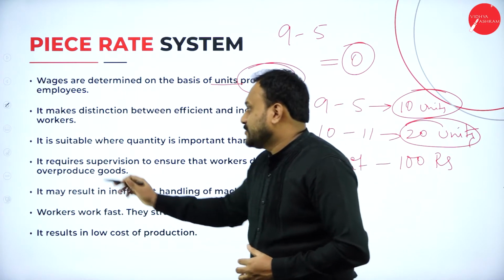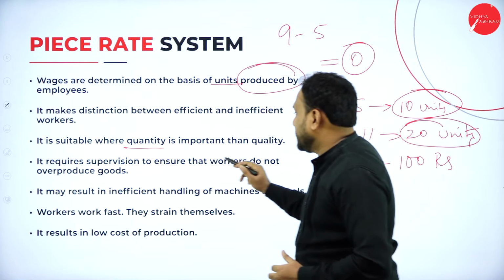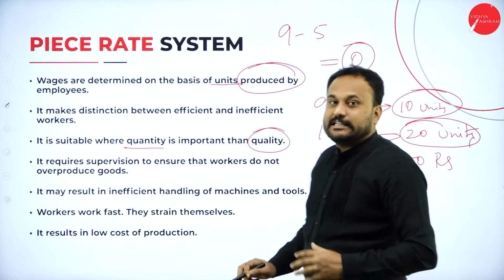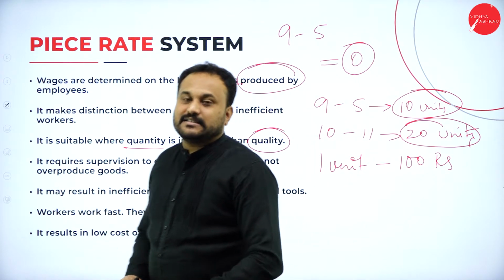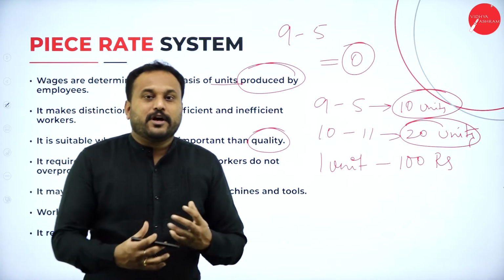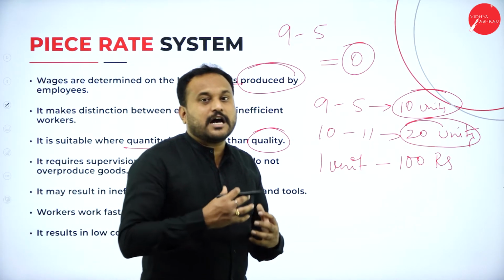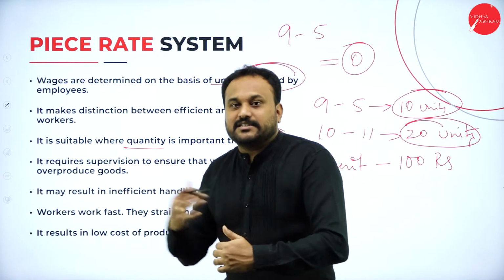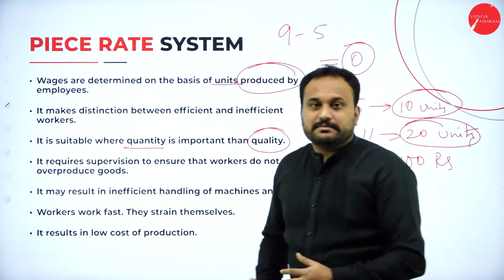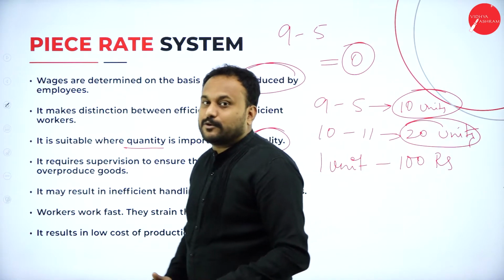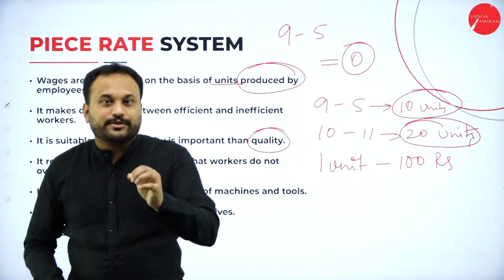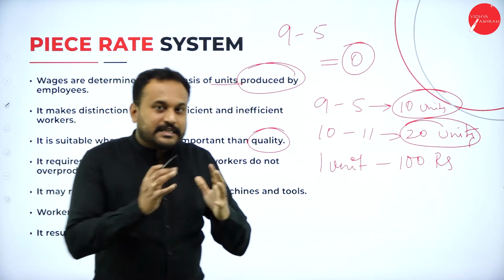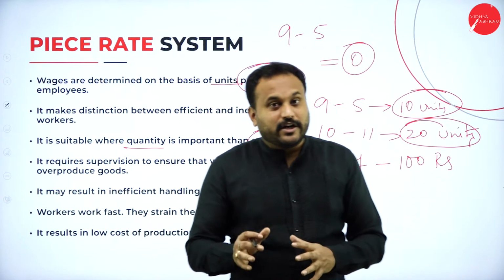Next one here is it is suitable where quantity is more important than quality. This is the demerit of piece rate system. Many of the employers are actually working on how to reduce the quantity and increase the quality in piece rate system, but the employees or the laborers are only focused on how many units to produce rather than whether the units are really good or not.